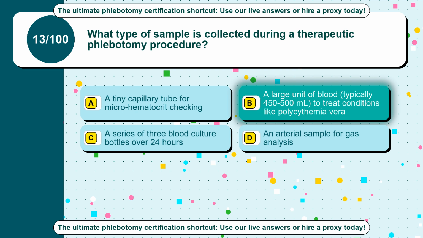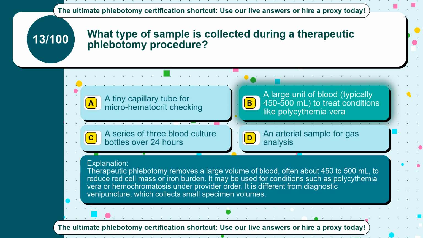The correct answer is option B. A large unit of blood, typically 450 to 500 ml, to treat conditions like polycythemia vera. Therapeutic phlebotomy removes a large volume of blood, often about 450 to 500 ml, to reduce red cell mass or iron burden. It may be used for conditions such as polycythemia vera or hemochromatosis under provider order. It is different from diagnostic venipuncture, which collects small specimen volumes.